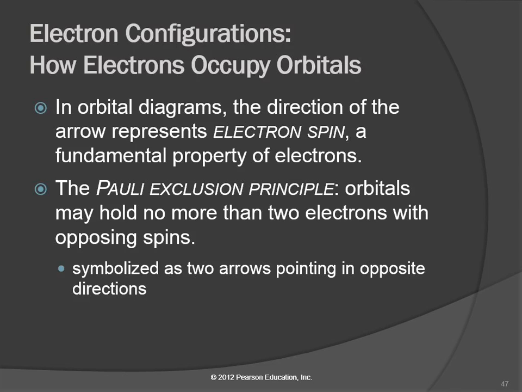So there's a concept called the Pauli exclusion principle, and that says that orbitals may hold no more than 2 electrons with opposing spins. And we symbolize these as 2 arrows pointing in opposite directions. So if I'm going to draw an orbital diagram, let's say this is the 1s orbital, and I'm going to indicate that there's 2 electrons in there. I'm going to have one pointing up and one pointing down.